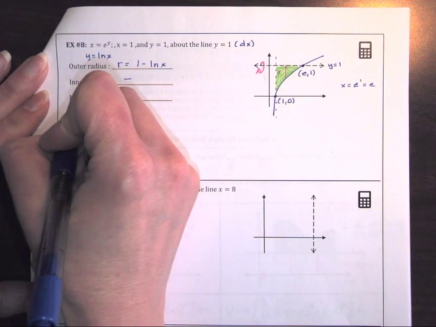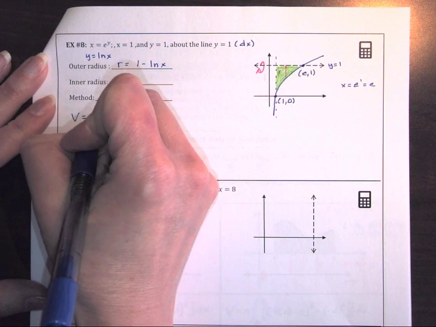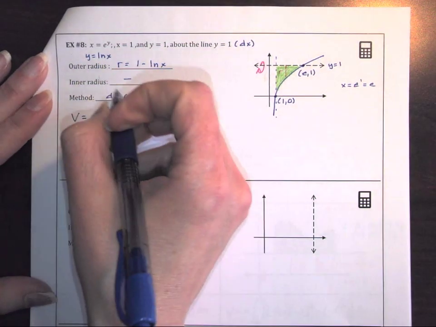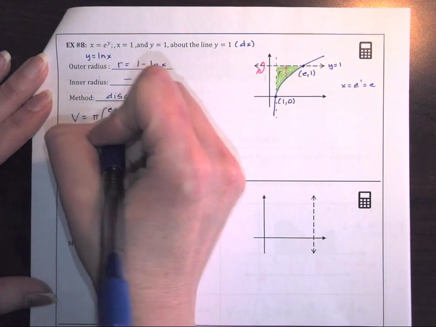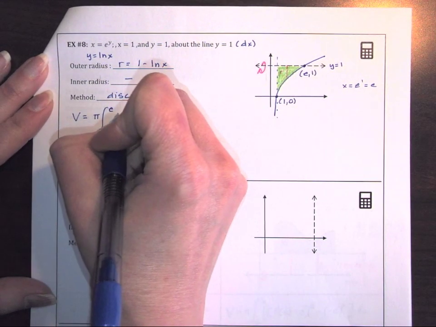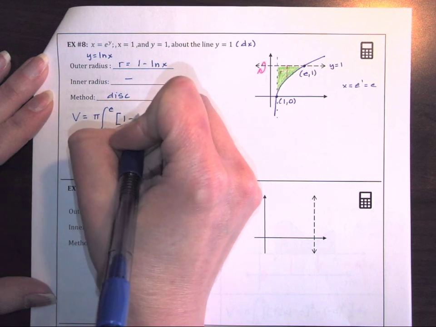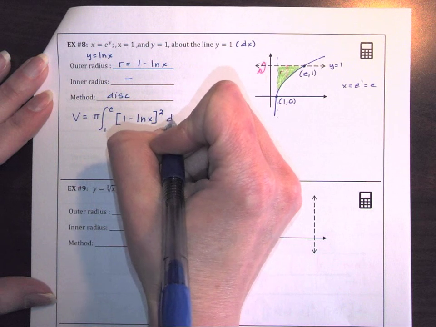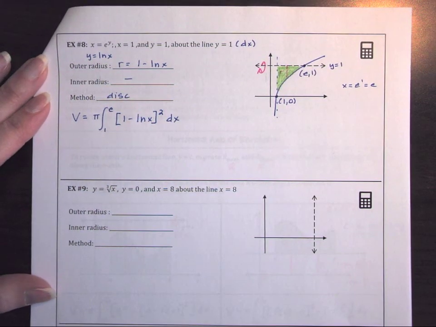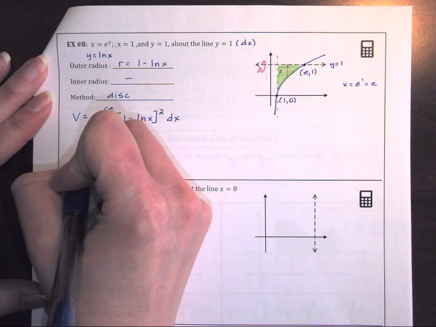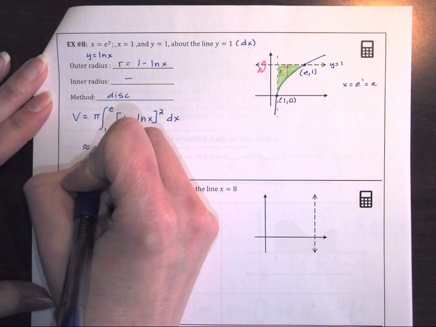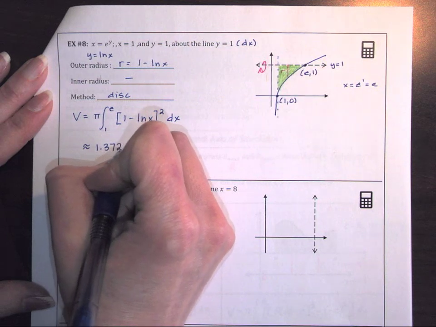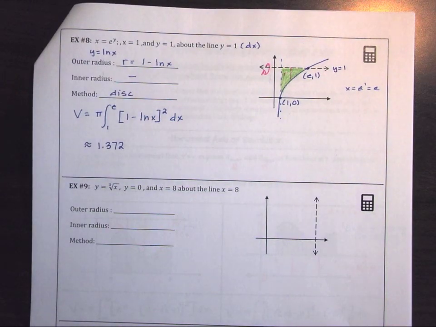And this is some calculator work. Volume equals pi times the integral. Since we have dx, we want x values. So this is going to go from 1 to e of r squared. So this is 1 minus ln x quantity squared dx, which you can't integrate anyways. Plug that into your calculator. Pause the video now, do it, and see if you get 1.372. All right, let's do another one.